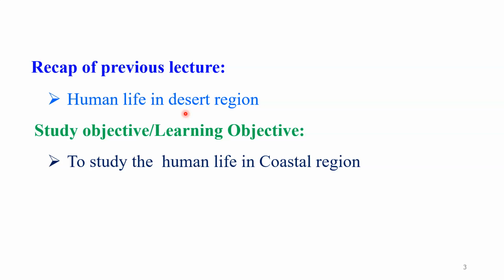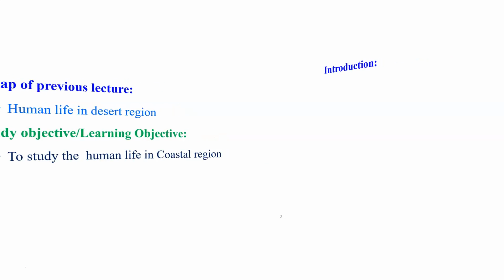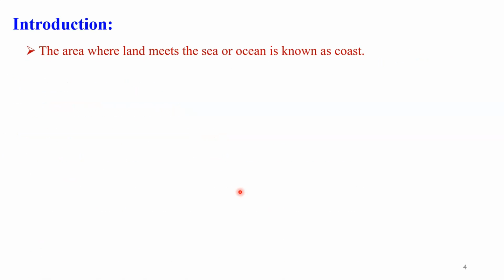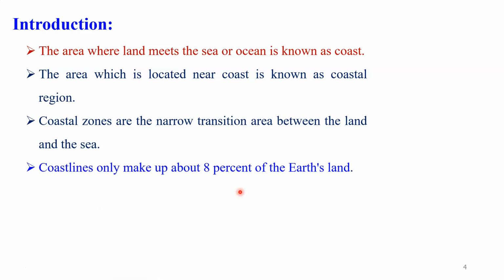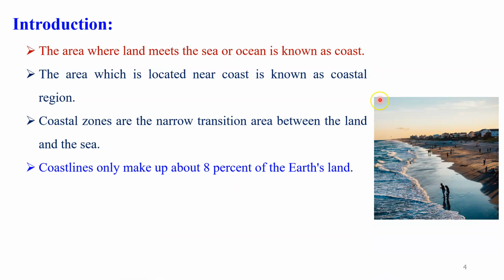Dear student, for today's lecture, we have a very simple learning objective, that is to study human life in the coastal region. You know that, dear student, the coast, the area where the land meets the sea or the ocean, is known as the coast, and the area located near the coast is known as the coastal region. And this is the coastal region that we are going to discuss in detail today.